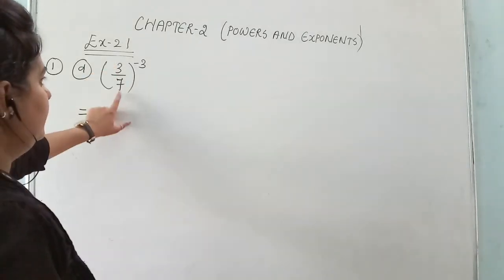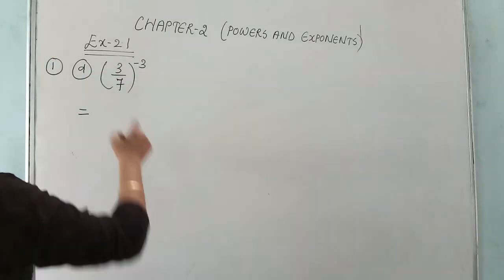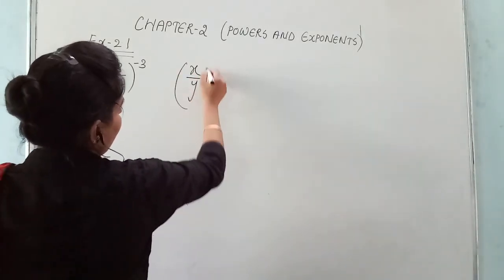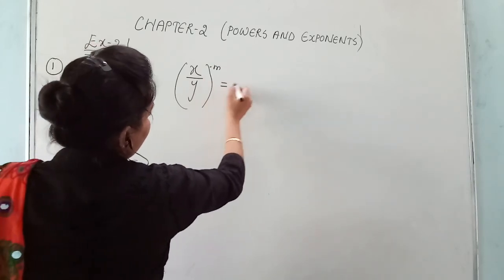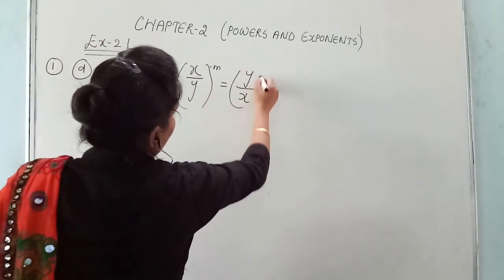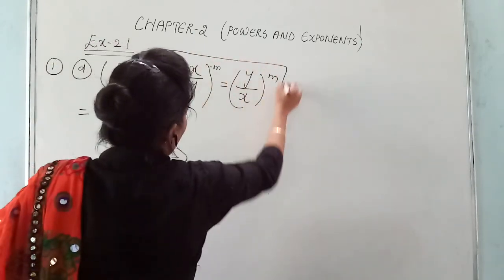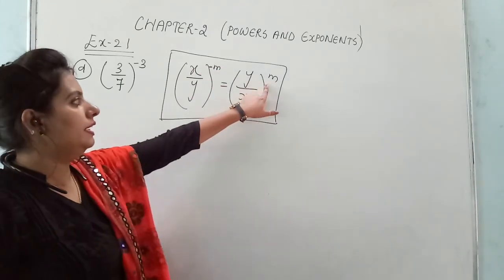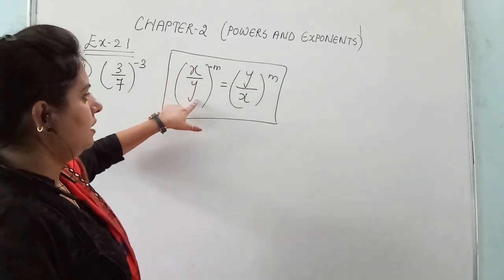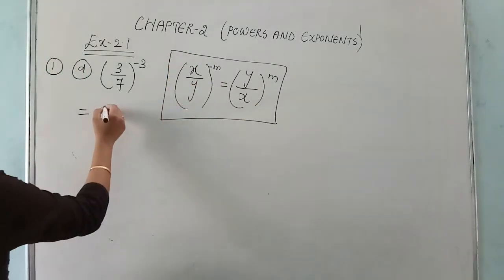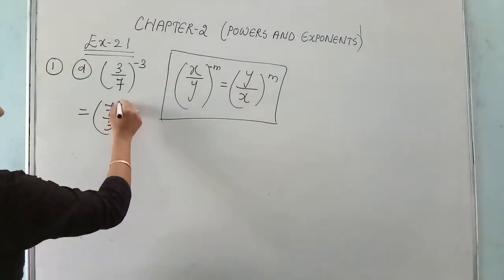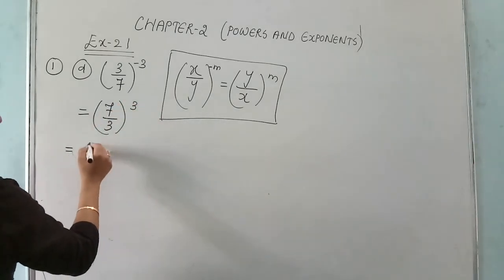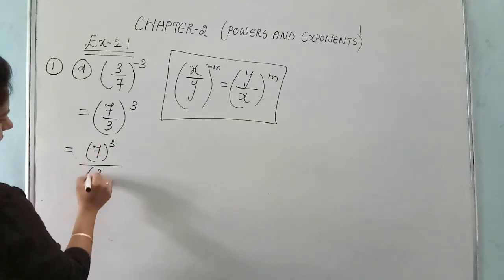Now I have not explained this. When the power is given negative, first we will convert it into positive. So how do we convert it to positive? (x upon y) raised to the power minus m is equal to (y upon x) raised to the power m. This is the formula. Means whenever we convert negative power to positive, we will just invert numerator and denominator. So what we will do here? (7 by 3) raised to the power minus 3. Sorry, plus 3. This will be equal to 7 power 3 by 3 power 3.